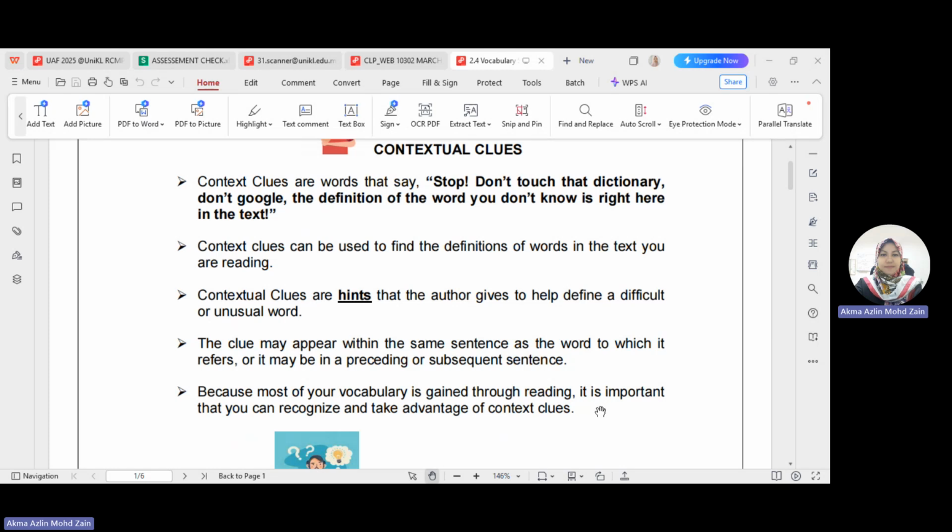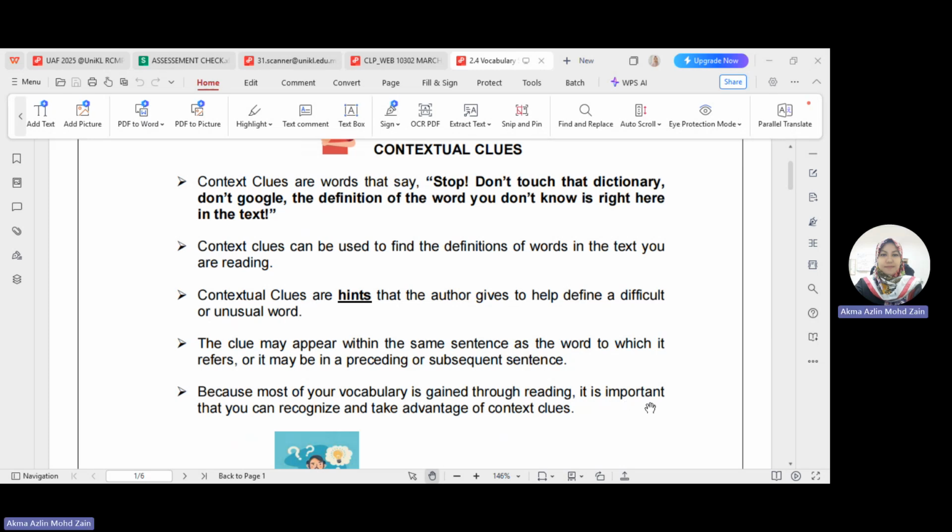Context clues can appear in the same sentence, or maybe the sentence before or after the difficult word. These are hints given by the writer to help you understand a difficult word. This skill is very important because most vocabulary, or difficult words that we learn, especially in English, is learned through reading.